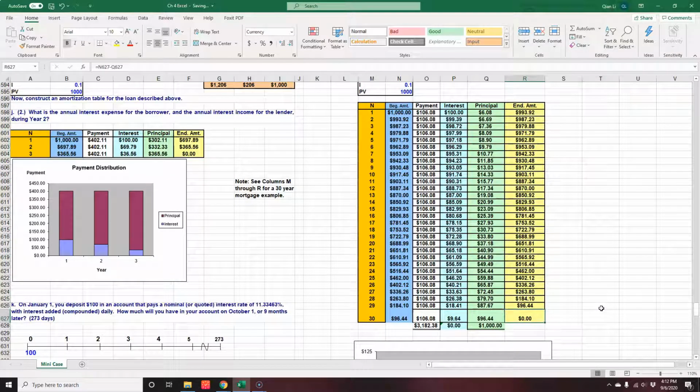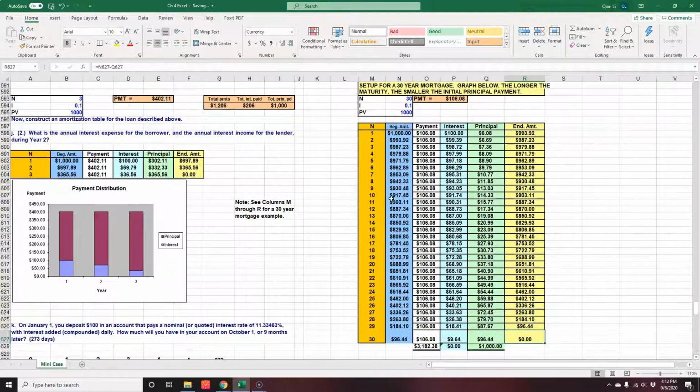The ending balance after 30 years, 30 payments, will be 0, and each and every year you have the beginning balance, total payment paid, the portion that goes to the interest, the portion that goes to the principal, and the remaining balance. And you do see the portion that goes to principal goes higher and higher, and the portion that goes to the interest goes lower and lower.